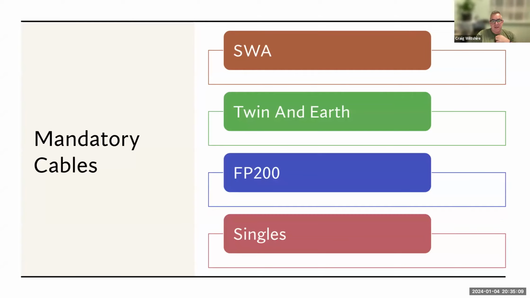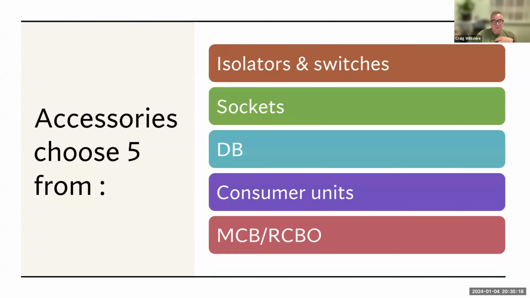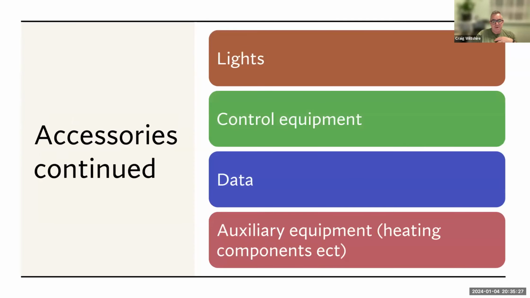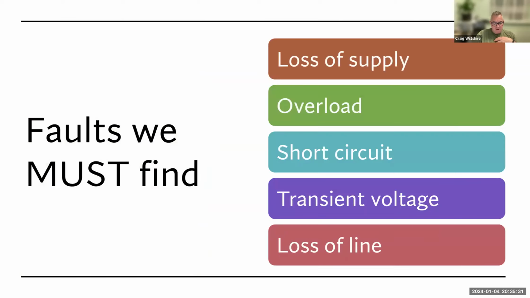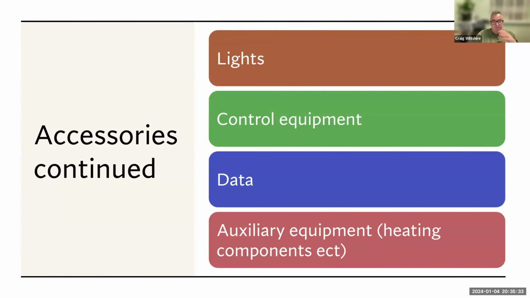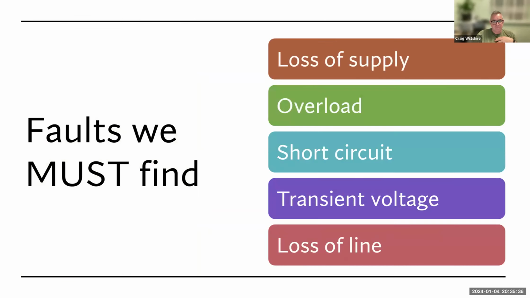Mandatory cables: SWA, twin and earth, FP200, singles. Again, it's mandatory. You have to get them and you only need 4, and they are them. Accessories, choose from isolator switches, sockets, distribution boards, consumer units, MCBs, RCBOs, lights, control equipment, data, auxiliary equipment like heating components, fire components, etc. Okay, and again, 5 from that list, right? And that's it. That's the installation criteria, right? So that's what you have to produce.